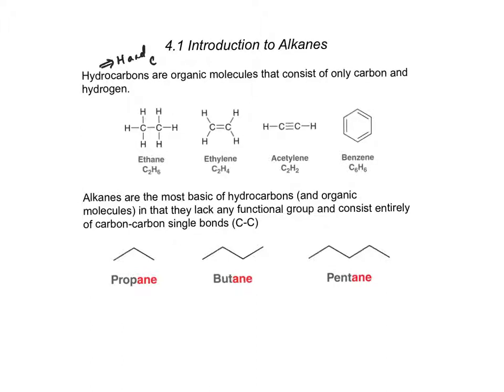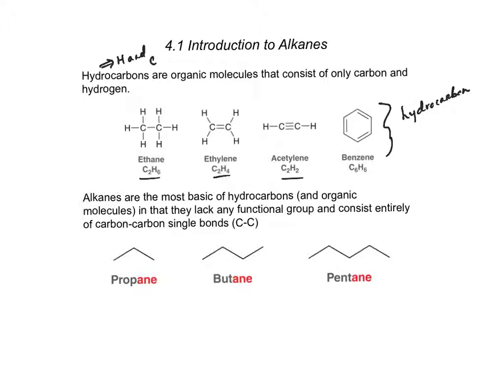So this can be hydrogen and carbon single bonds, right? Like we see in this molecule ethane. It can also be carbon and carbon double bonds, like in ethylene, or carbon and carbon triple bonds, like in acetylene, okay? So all of these guys count as a hydrocarbon, because again, the only thing that they have in them is hydrogen and carbon. Now, what differentiates these guys from alkanes?